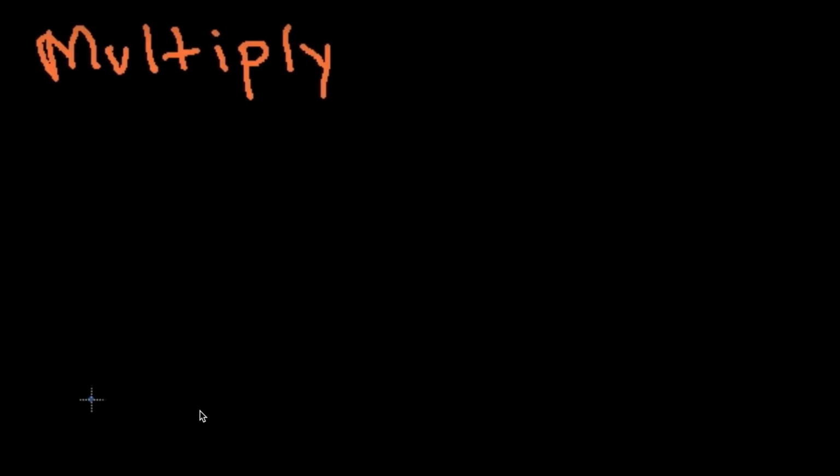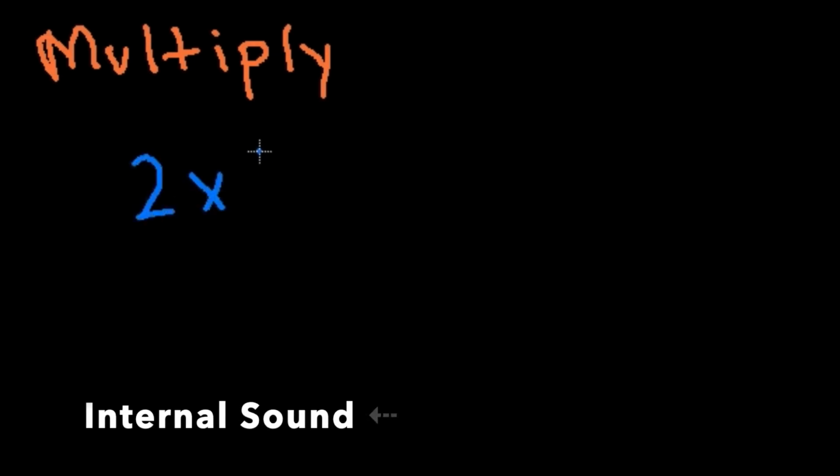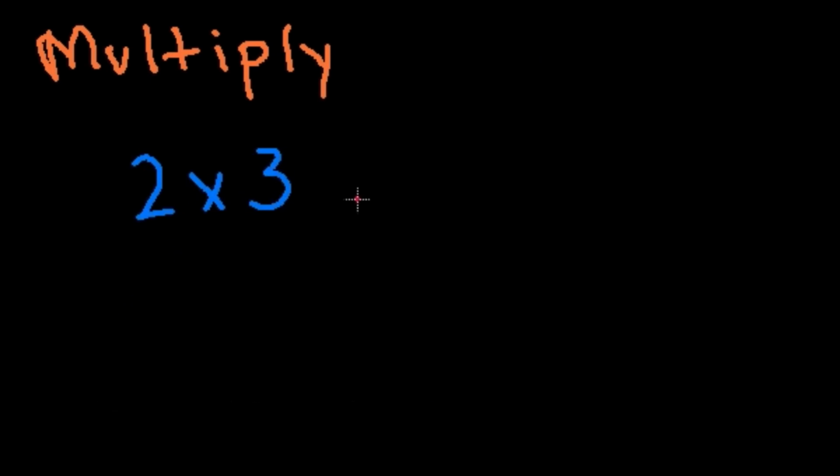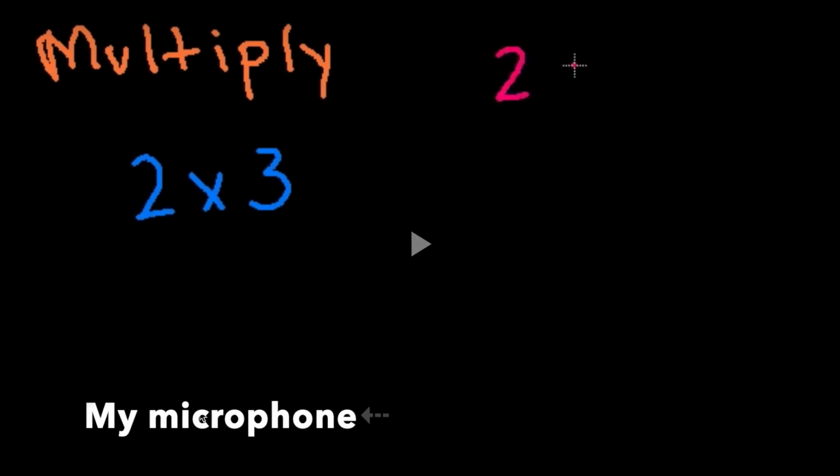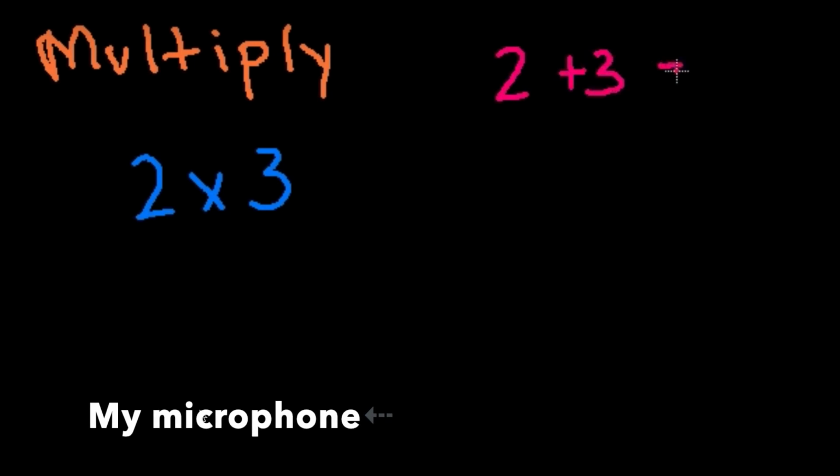So now when you record a video, the result will be this. Figure out what they mean. My first example, I have 2 times 3. By now, you probably know what 2 plus 3 is. What is 2 plus 3, actually? I need to find that out. 2 plus 3, that's equal to 5.